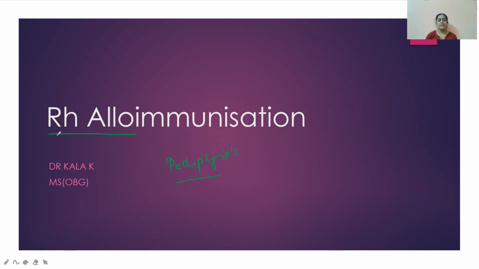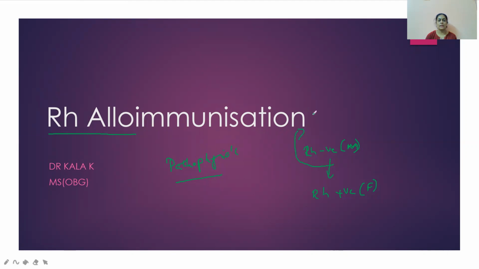So when does this RH incompatibility or RH alloimmunization occur? It occurs if the mother is RH negative and she bears a fetus which is RH positive. RH positive fetus, and the mother is RH negative. Then only this RH alloimmunization occurs, leading to its consequences.